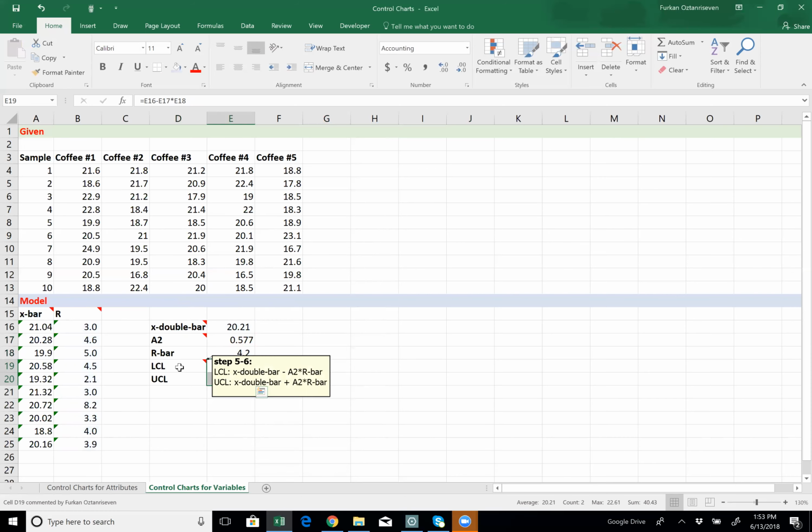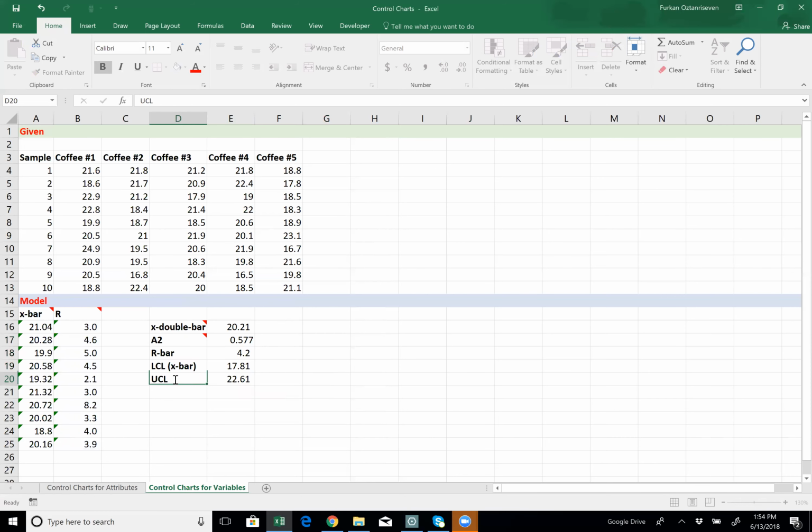But I need to specify what kind of control limit this is, because this control limit is for x bar, so for average. In this case, I need to check whether my process is in control in terms of averages, but at the same time, the range as well. So take a look at what's happening here.